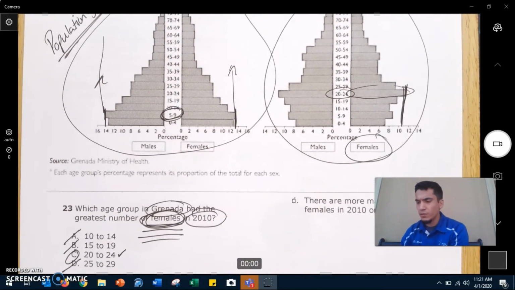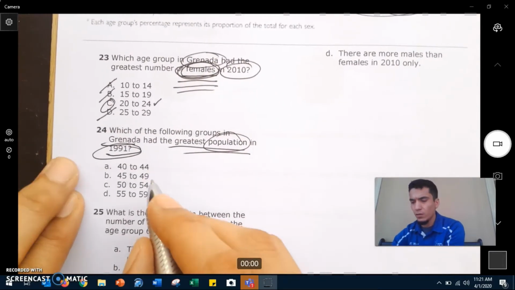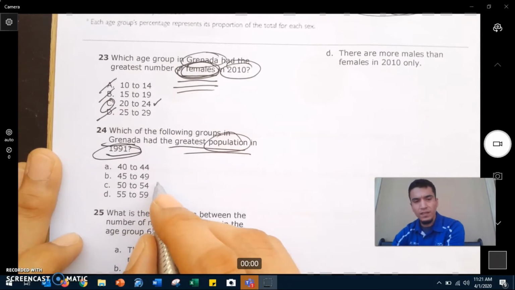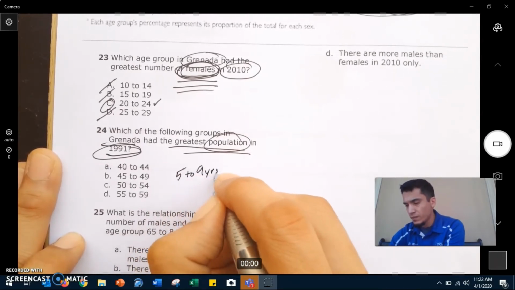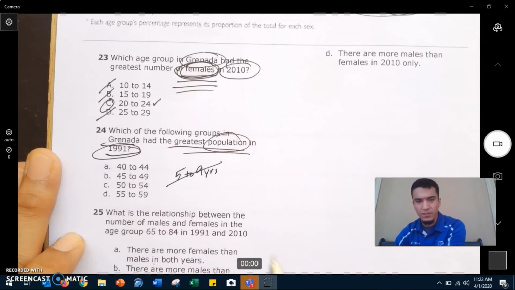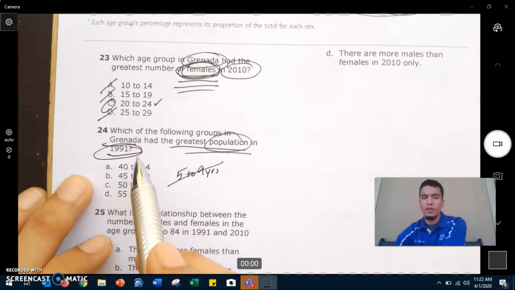So let's go ahead and see if our answers match. Oh, look at that. None of the answers match my answer. I had 5 to 9 years, but that is not the answer because they give us specific answer choices to choose from. So now we have to do trial and error.